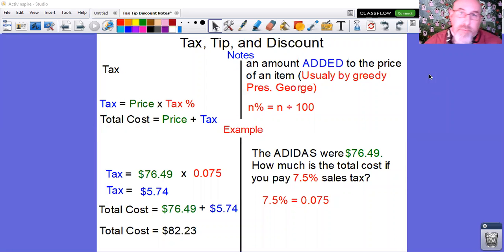All right, this is going to be a lesson on tax, tip, and discount. You should have the student page where you're going to complete your notes, the work at the end. So here we go.